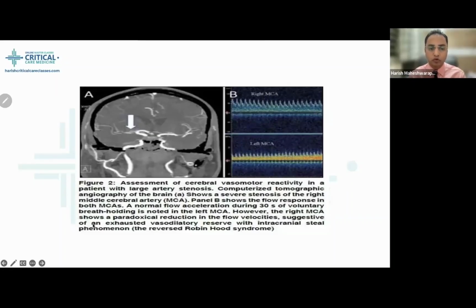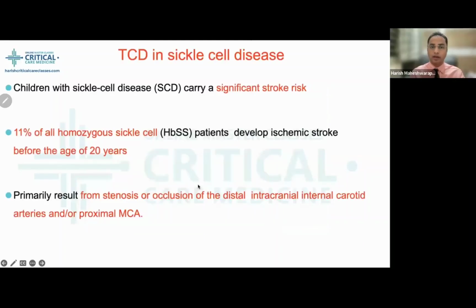However, the right MCA shows a paradoxical reduction in the flow velocities, suggestive of an exhausted vasodilatory reserve with intracranial steal phenomenon, what we call reversed Robin Hood syndrome. So basically, this tells about the absence of some mechanism to maintain constant blood flow in the intracranial vessel, which we assess by something called vasomotor reactivity.